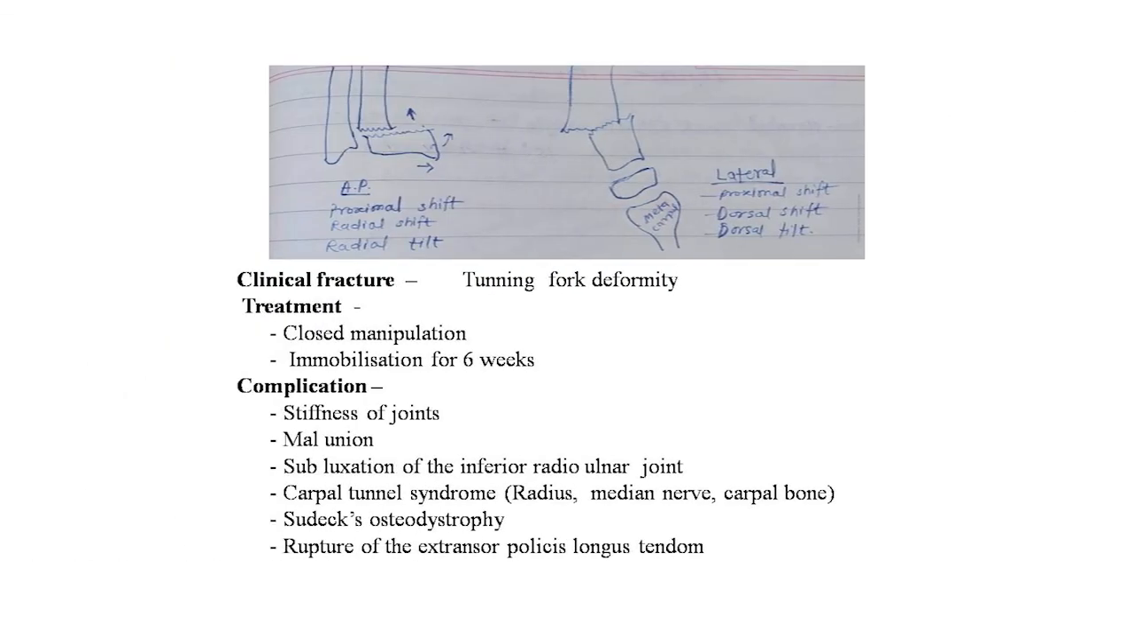Now the clinical features: dinner fork deformity is seen in this Colles fracture. Treatment is closed manipulation and immobilization for 6 weeks. Complications in the Colles fracture are stiffness of joint, malunion, subluxation of the inferior radioulnar joint, carpal tunnel syndrome with median nerve compression, Sudeck's osteodystrophy, and rupture of the extensor pollicis longus tendon. These are the complications of the Colles fracture.